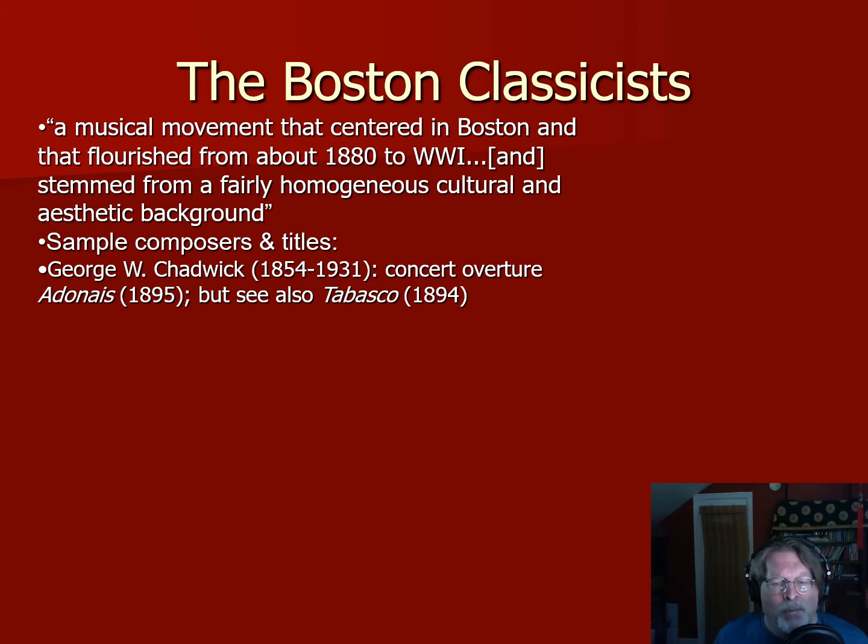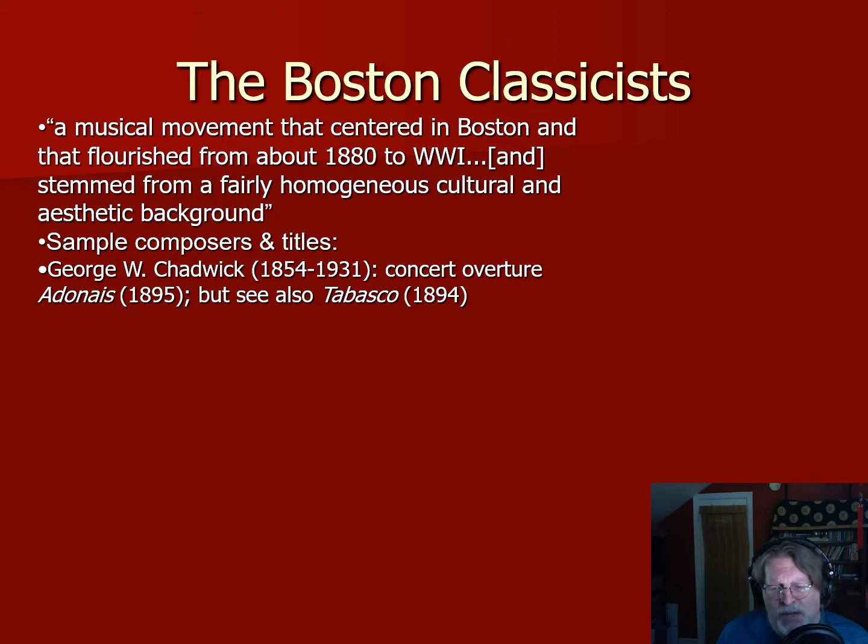And I'll say a bit more about the presence of music study in North American universities prior to this generation, and also how they impacted and changed the nature of music study in universities. So Chadwick, working in an essentially Anglo-German idiom with the concert overture, very much a late 19th century symphonic poem, programmatic work called Adonais.